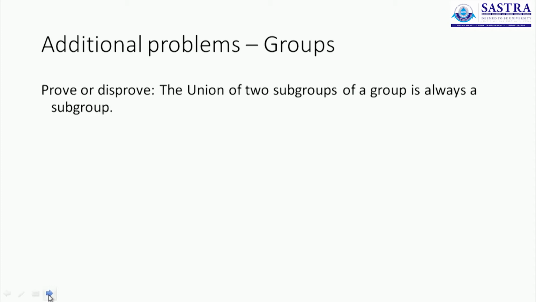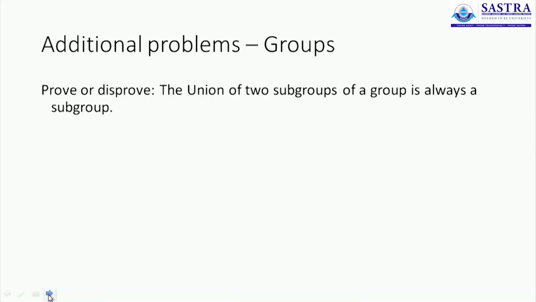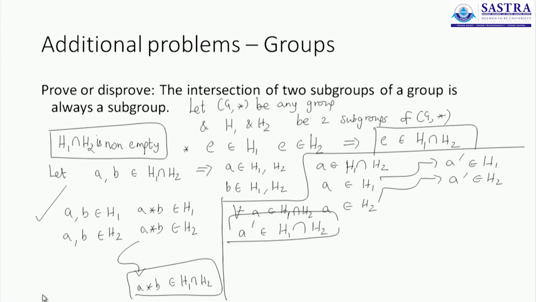And the next one is similar but is more interesting. What about the union? What if we collect all elements from both subgroups and put them inside a box? Will this also be a subgroup? Let's discuss it with an example and then I'll prove it.